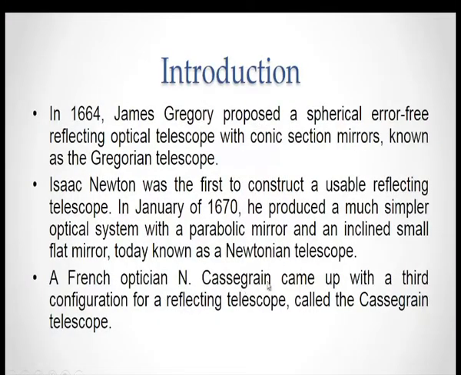So, other than Galileo telescope and Kepler telescope, the Newtonian telescope came into practice. This Newtonian telescope is a reflecting telescope, compared to Galileo and Kepler telescope. Further improvement was made in the Newtonian telescope. That improvement was done by a French optician N. Cassegrain. He came up with the third configuration for a reflecting telescope called Cassegrain telescope.